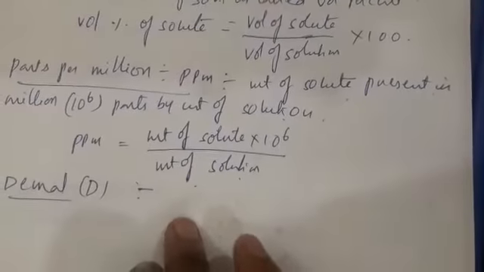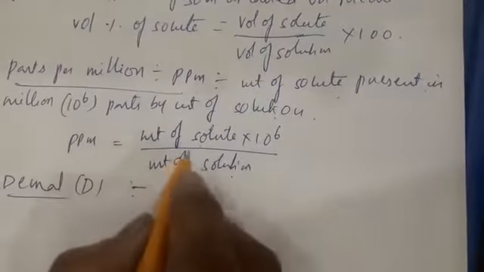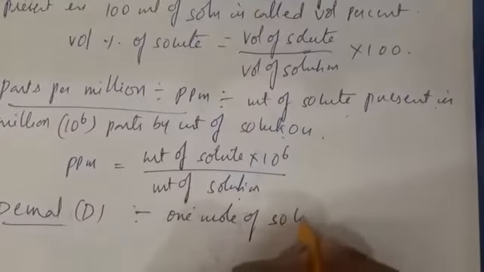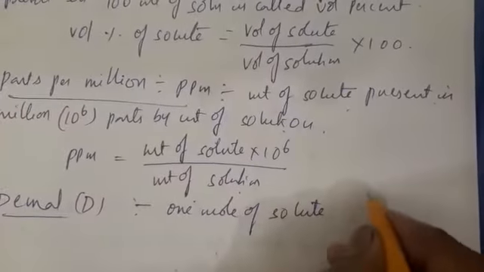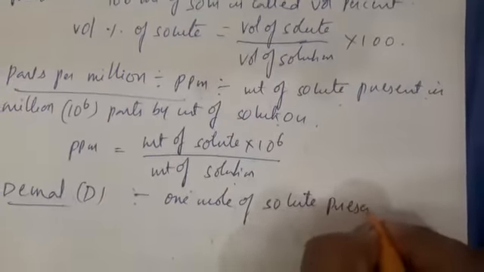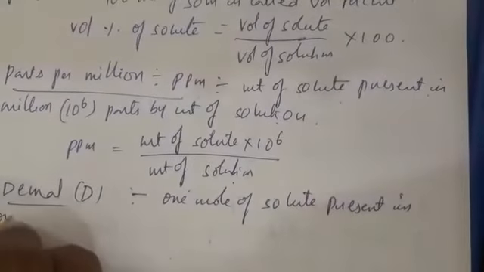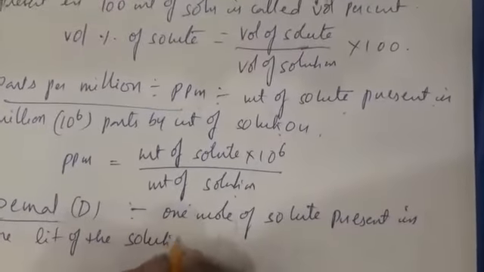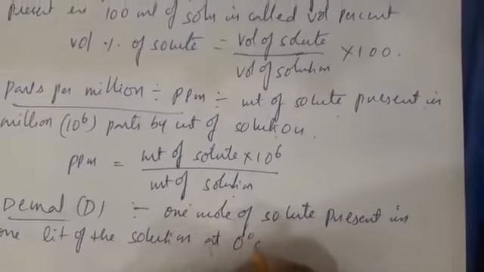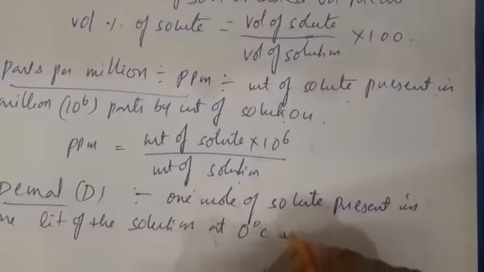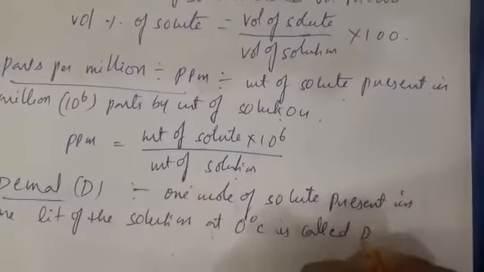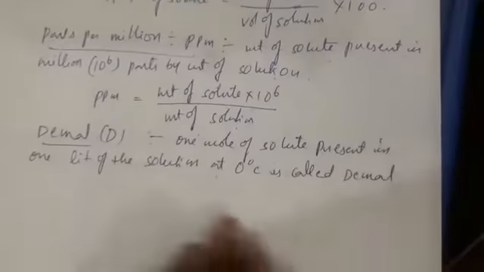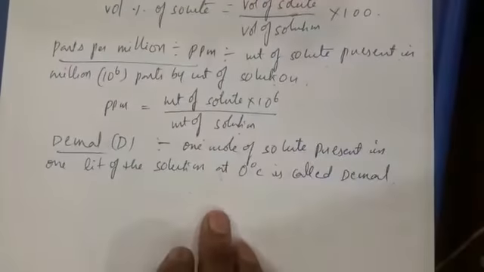So demol is 1 mole of solute present in 1 liter of the solution at 0 degree centigrade. That is called demol. So this is also one of the physical methods to express the concentration of solutions.